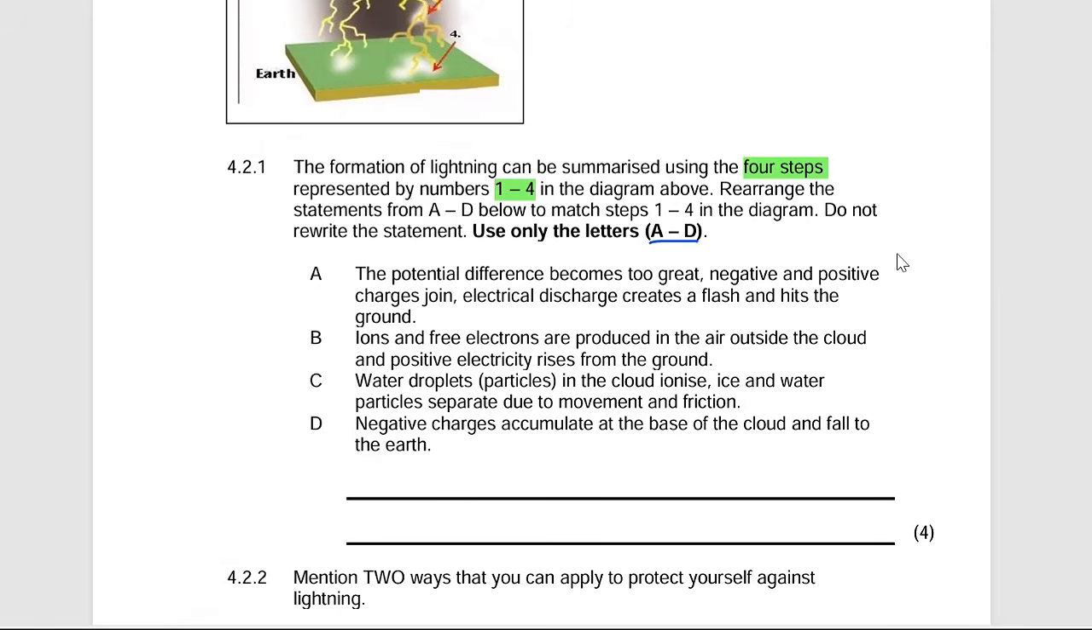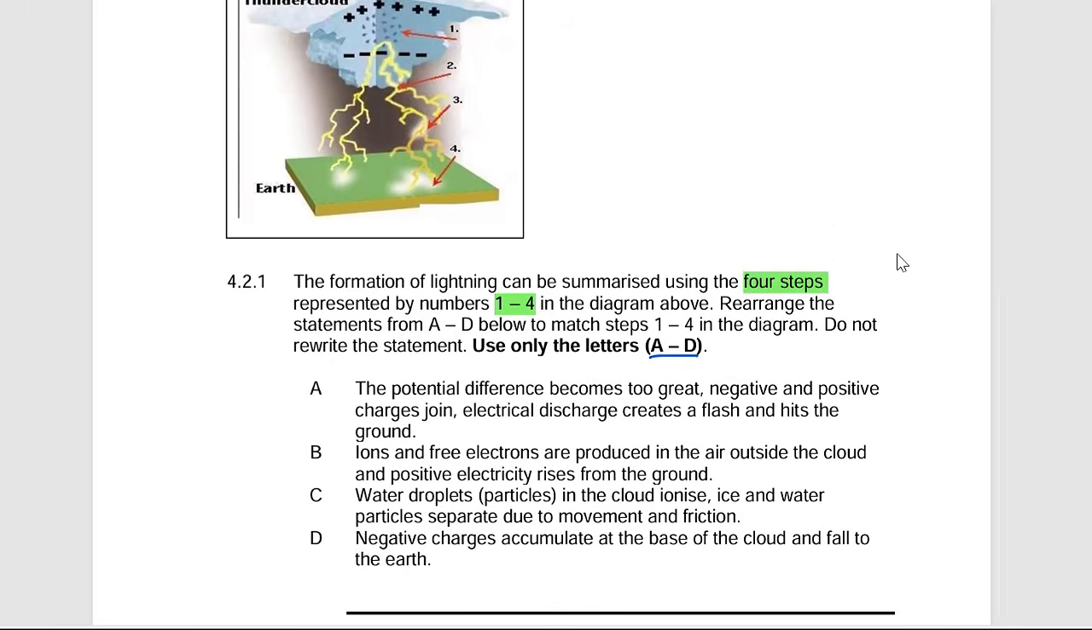So option A reads: the potential difference becomes too great, negative and positive charges join, and electrical discharge creates a flash and hits the ground. So where does it hit the ground? At point number 4. That's when it hits the ground. So our A is going to be option 4.